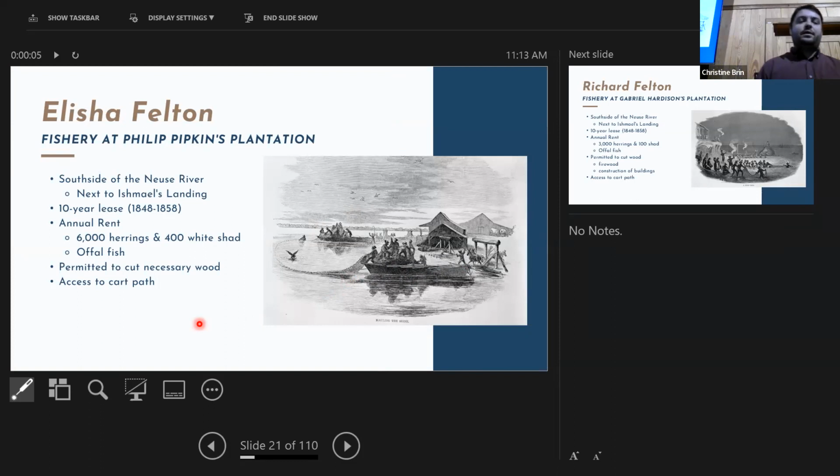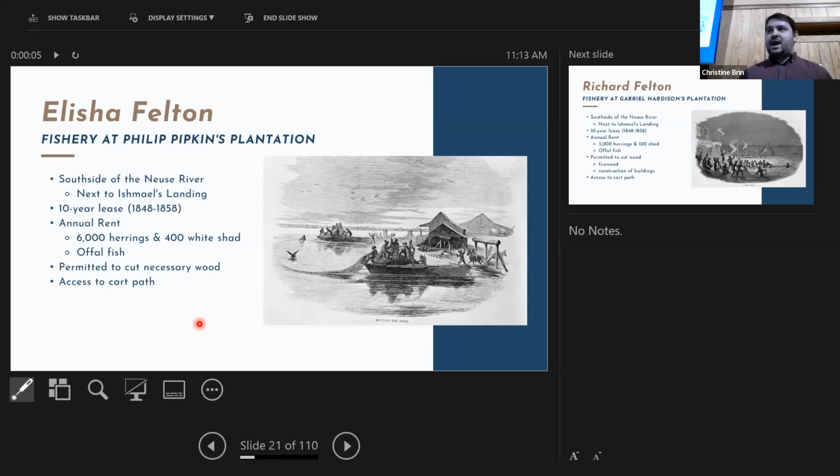And so Elijah Felton, the fishery that he was renting land from the Philip Pipkins plantation. It was on the south side of the Neuse River next to Ishmael's Landing. I don't know exactly where this is located because the names of landings and points of land have changed so much over time that it's really hard to pinpoint this location. But we know it's below New Bern. And he had a 10-year lease on the property that ended in 1858.